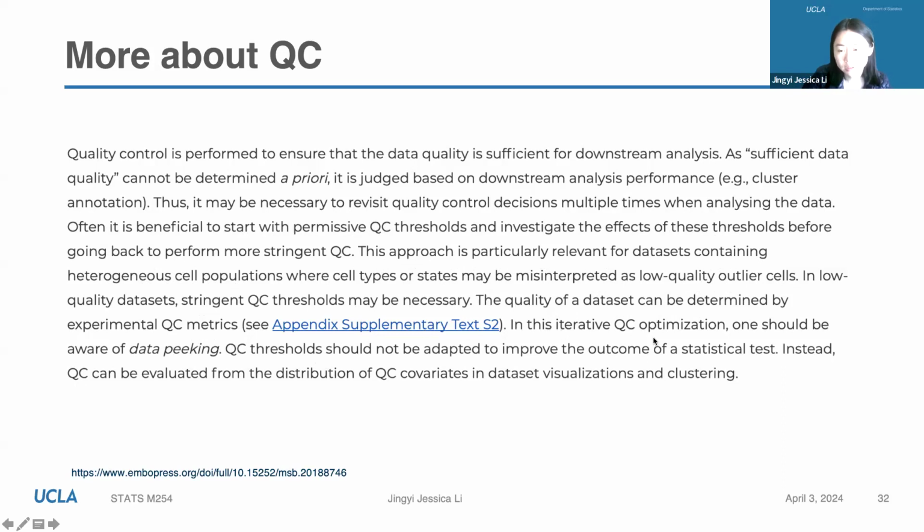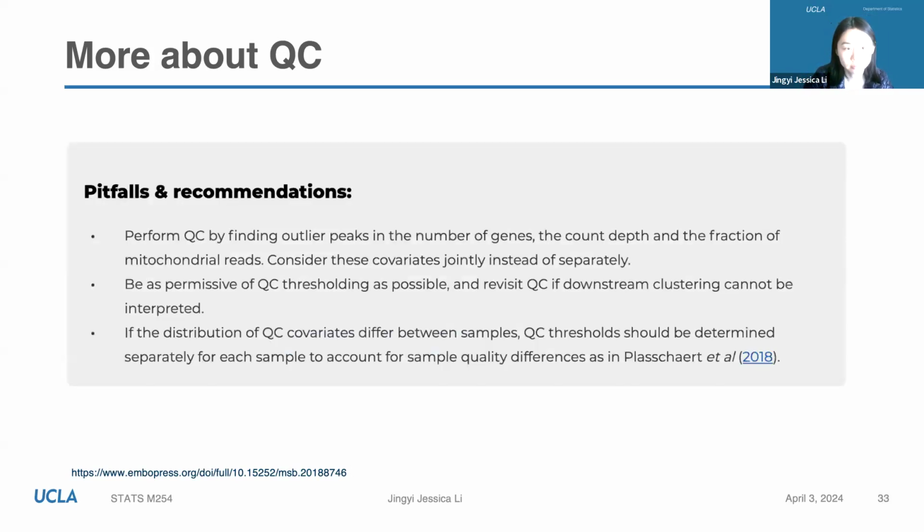In this iterative QC optimization, one should be aware of data peeking. QC thresholds should not be adapted to improve the outcome of a statistical test. So this is called data peeking, which is like you have an end result you're looking for, and you adjust your analysis to satisfy that. Instead, QC can be evaluated from the distribution of QC covariates in data set visualizations and clustering.